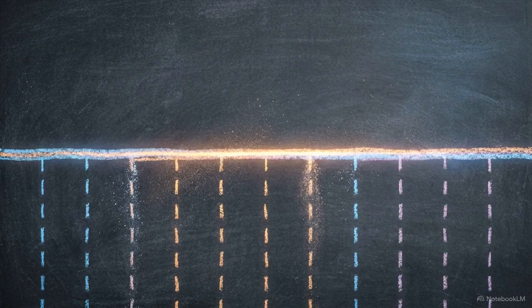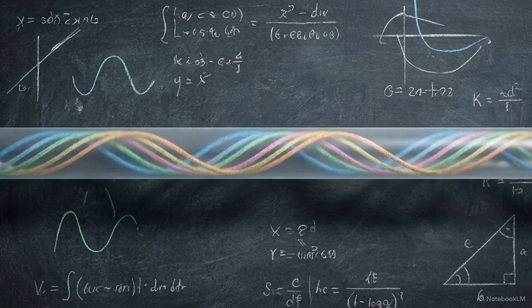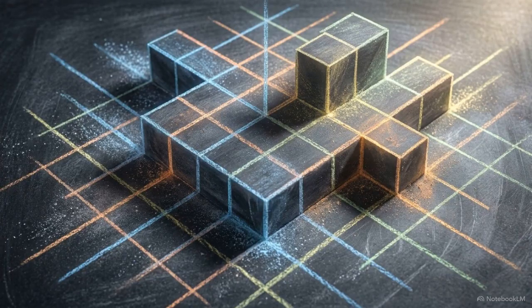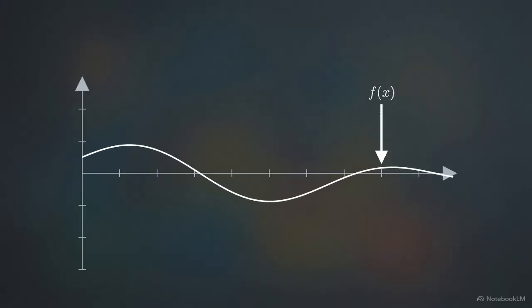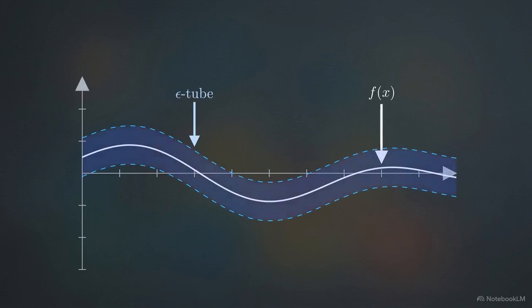Finding a universal threshold n ensures that the sequence index no longer depends on where we are on the x-axis. The entire function is now forced to converge within the error bound at the same rate. To see what this global constraint looks like geometrically, we can visualize the convergence process. This curve represents our continuous limit function, f of x. We draw parallel lines slightly above and below this function to represent our error bounds. This bounded region is the epsilon tube.